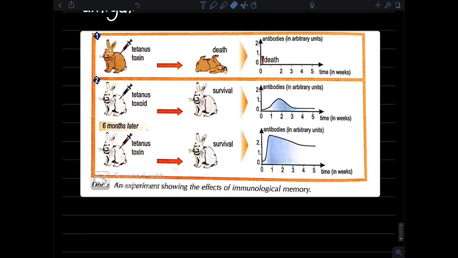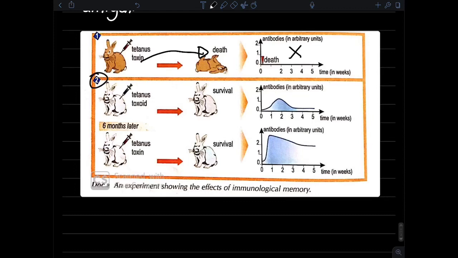Experiment number 1, we have injection of tetanus toxin into a rabbit. We note that there is death of the rabbit and there is no secretion of antibodies, anti-tetanus antibodies. By significance, we can conclude that tetanus toxin is a fatal toxin.